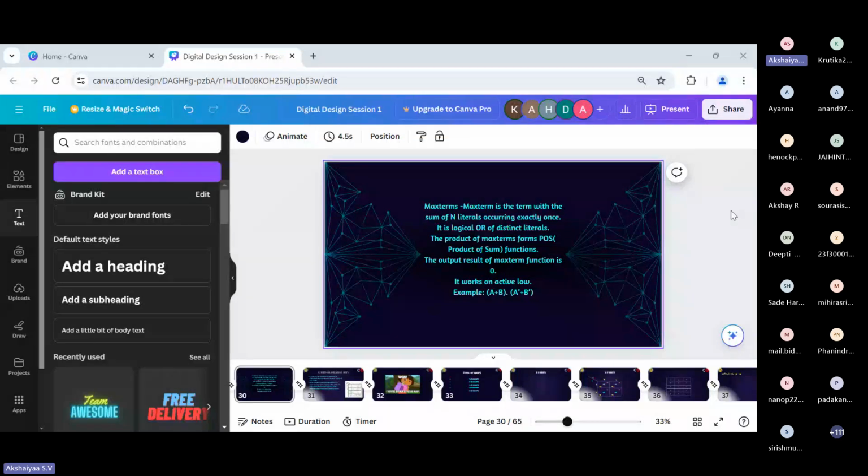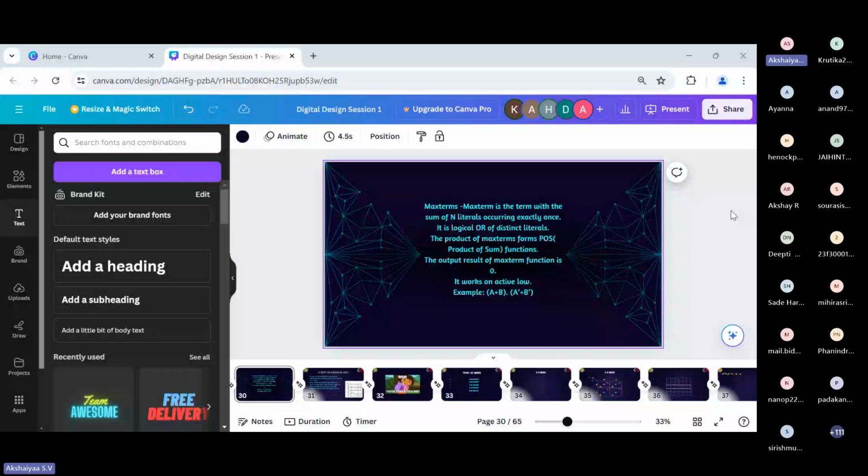Okay, what is active low? Active low is basically that whatever you do, it's always going to be low. Whatever combinations of A and B you're taking, either of them being 0 or 1 or whatever combinations, the output is always going to be low. That's what is meant by active low. Okay, so this part is clear.